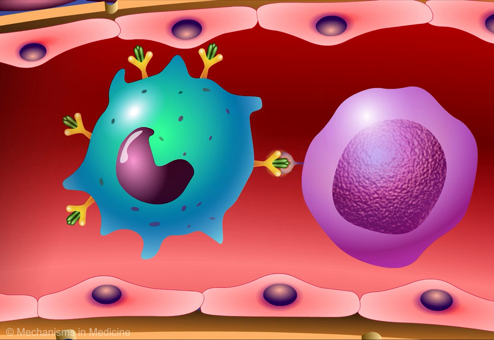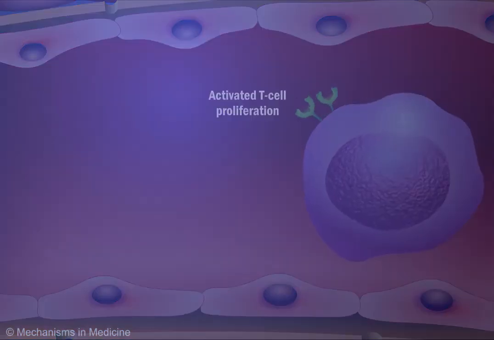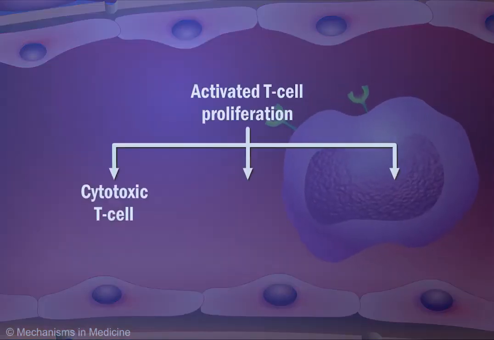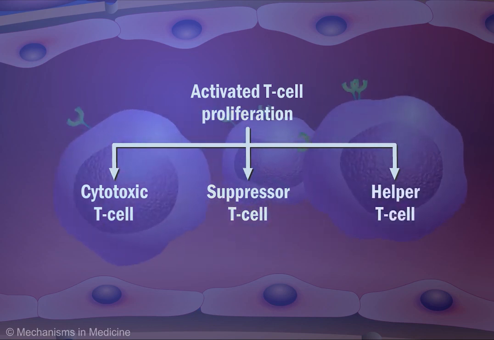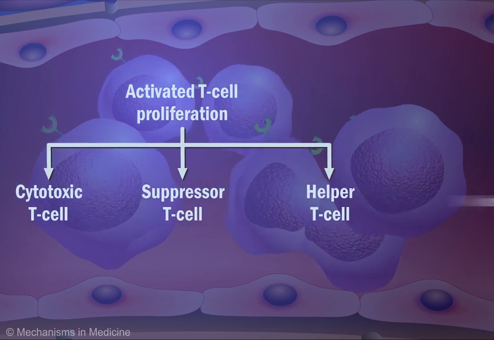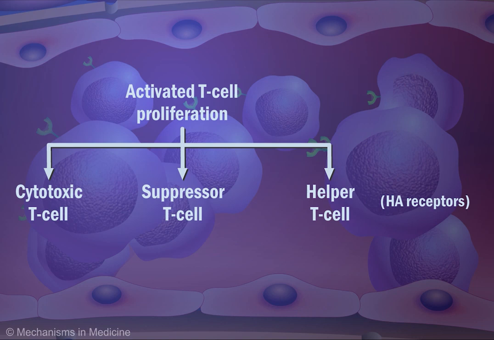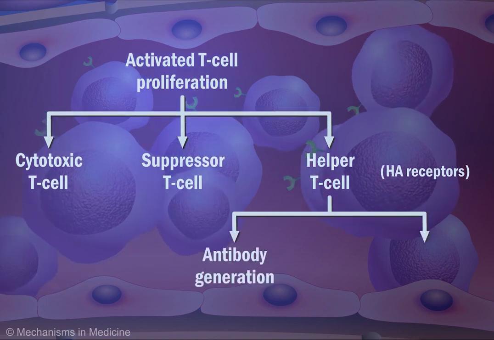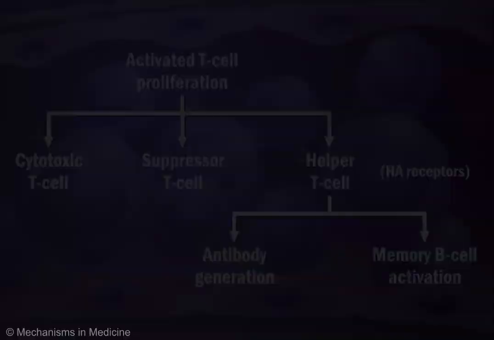MHC. Upon binding to the MHC receptor, T cells become activated and proliferate into either cytotoxic T cells, regulatory suppressor T cells, or helper T cells. Activated helper T cells express hemagglutinin receptors specific to the vaccine strand on their surface and play a major role in antibody generation and memory B cell activation.